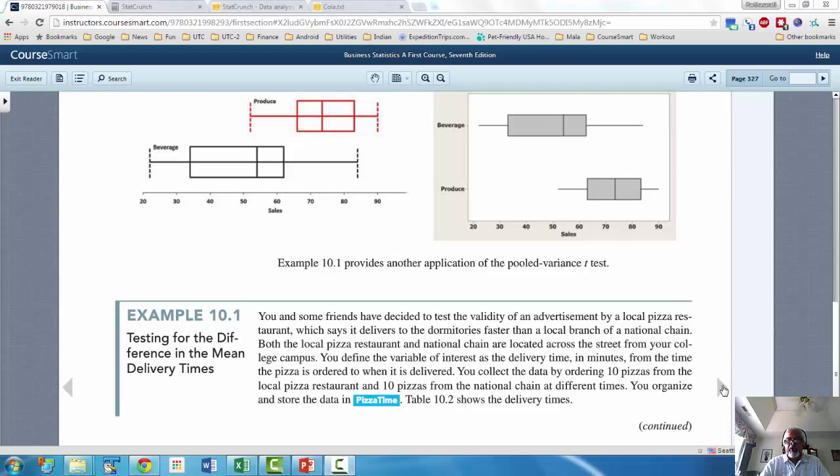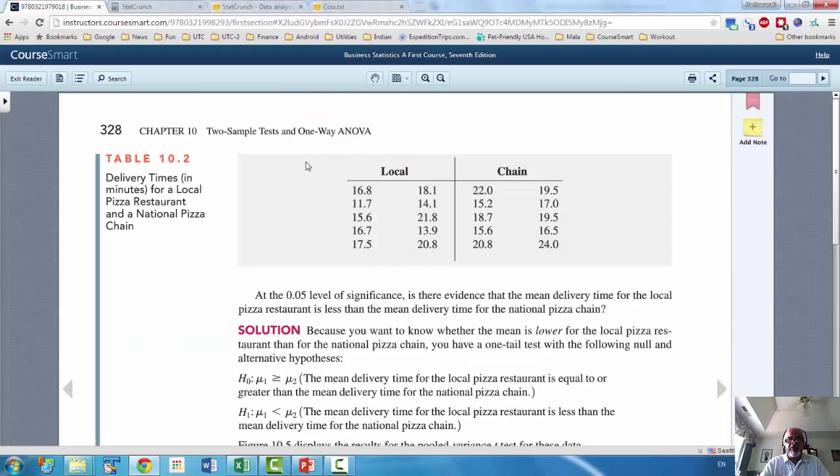So you organize the data in this file. Table 10.2 shows the delivery times for the local restaurant and the national chain. And we want to test whether the local restaurant delivers faster than the national chain. So that's the purpose of this study. So let's go to the Excel file.